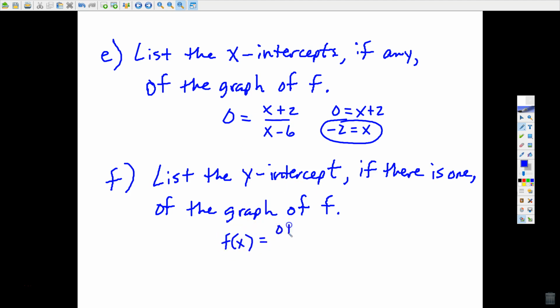So I got 0 plus 2 over 0 minus 6, and I got 2 over -6, which is -1/3. So there is a y-intercept, and it's the fraction -1/3. Okay, so I hope that helps when you do number 26.